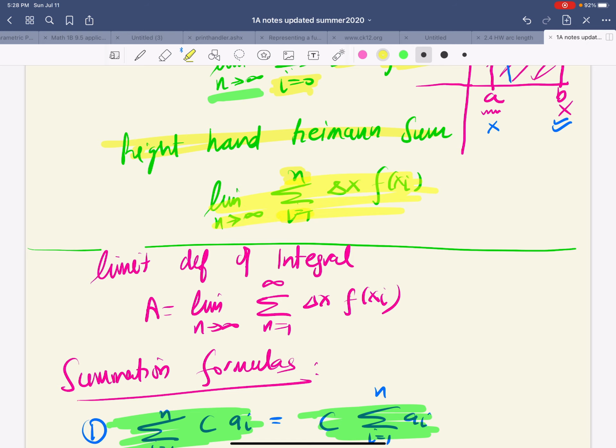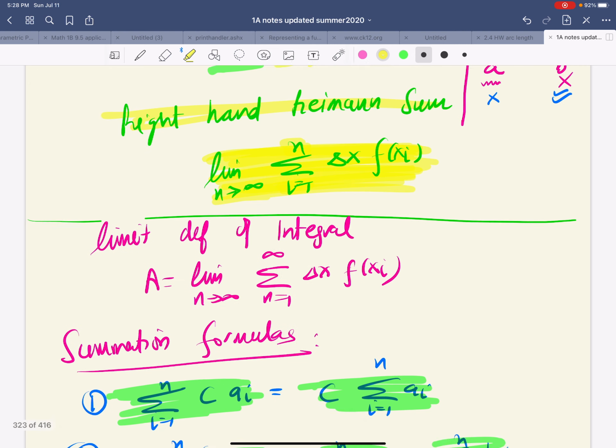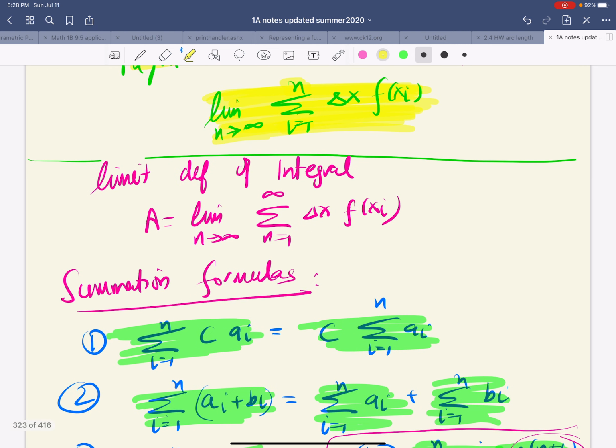Normally, if you do both left-hand and right-hand Riemann limits, they're going to come out to be the same. Because summation formulas start at i equals 1 to n, they are going to be easier to use with the right-hand Riemann sum. So anytime we're evaluating the limit of a Riemann sum, I would be using the right-hand Riemann sum. The right-hand sum and the left-hand sum turn out to be the same when you use a really, really large number of rectangles. So, the limit definition of the integral.